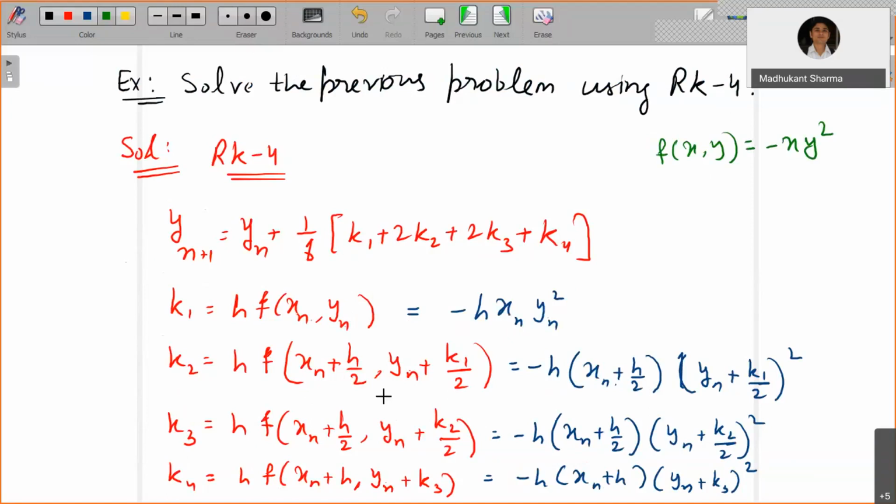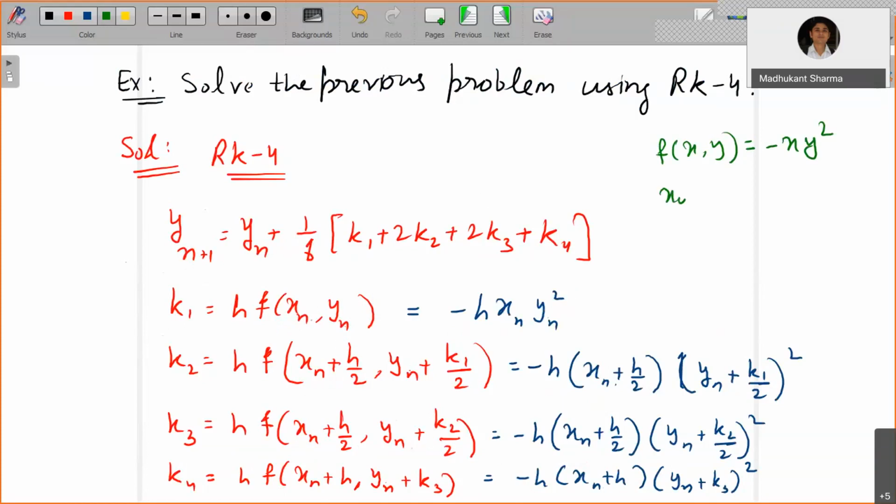Then f at (xn plus h by 2, yn plus k1 by 2) is (xn plus h by 2) into (yn plus k1 by 2) whole square, and so on. Now n equals 0. For n equals 0, y1 equals y0 plus 1 by 6 times this. So here replace n by 0: f at (x0, y0), h f at (x0 plus h by 2, y0 plus k1 by 2), and so on. And then replace the corresponding values.